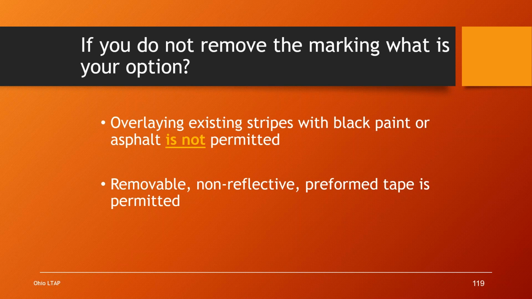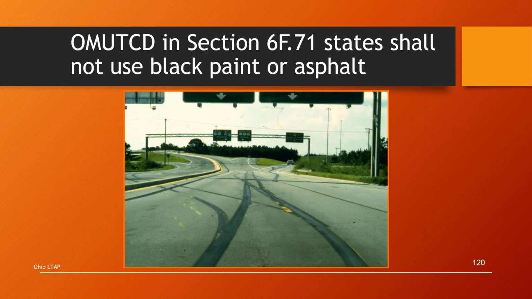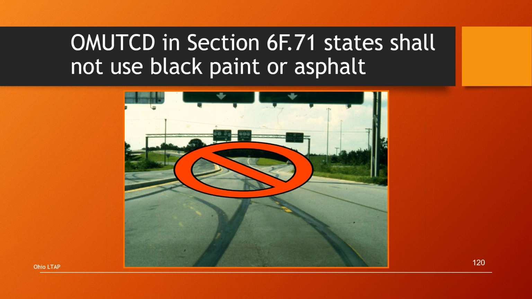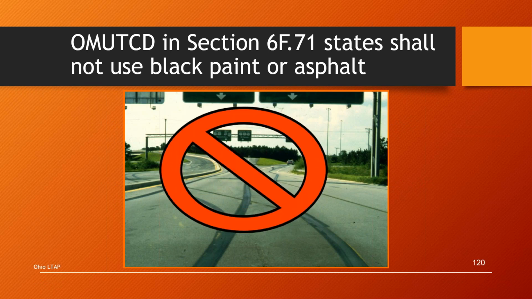Overlaying existing stripes of black paint or asphalt is not permitted. However, removable, non-reflective preformed tape is permitted. So in this picture here, they used black paint, so that is not allowed. It says that right in section 6F.71.